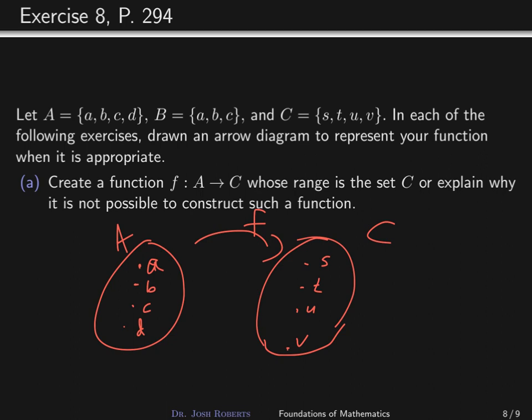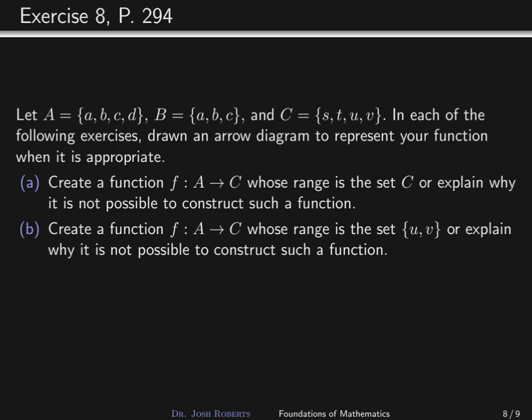So in order for the range to be the entire set C, each one of these elements over here has to be hit by an arrow coming from A. Okay? And there obviously is possible to do that. And there's multiple ways to do it. But that's what you're trying to figure out. Is there a way to draw arrows coming from A into C where each one of these gets hit? And that means the range would be the entire set.